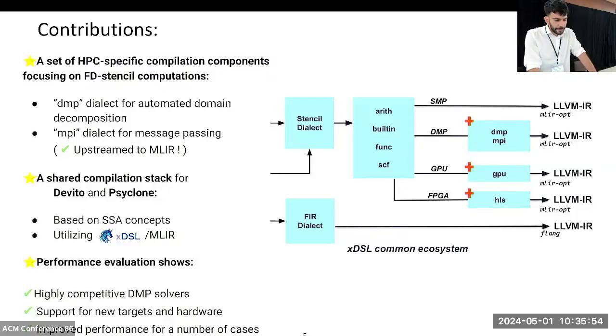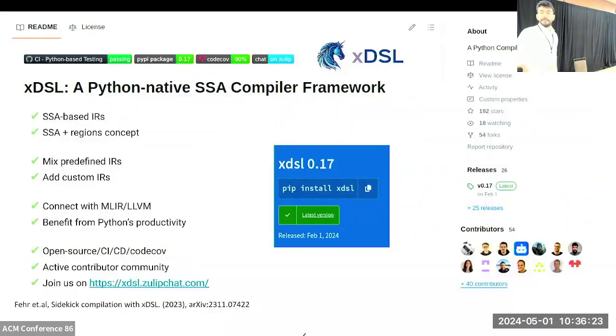in this room, and a shared compilation stack for these two DSLs, which it's important to mention that they're not yet another stencil tool, as you may see in the literature, but are indeed used by a lot of people in academia and industry for seismic imaging, medical imaging, computational fluid dynamics, and weather and climate modeling. The performance evaluation shown at the end shows that we really did some highly competitive distributed memory performance solvers and unlocked support for new targets and hardware.